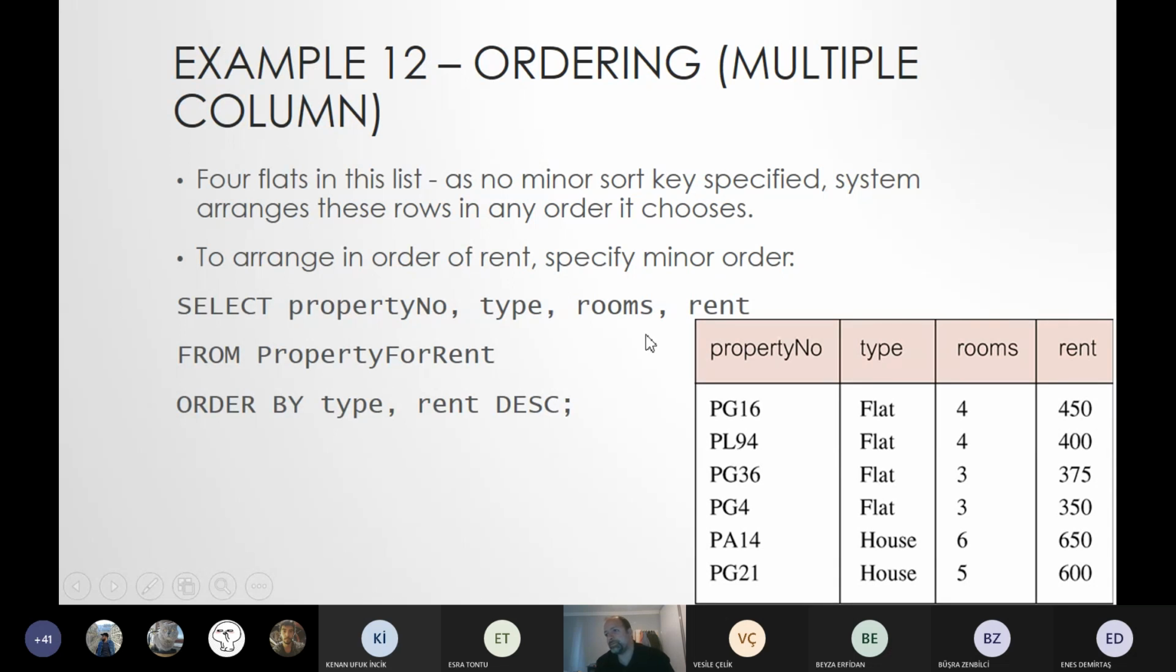So let's say, for example, I wanted to order by type and rent, but I don't want to see the type for whatever reason. That's okay. I could just say select property number, rooms, rent from property for rent, order by type and rent. Then it will just take this column and it won't show it to me. It will still have everything ordered the same. The property numbers would be in the same order, the rooms would be in the same order, the rents would all be in the same order, but it just wouldn't show me this one column. And that's okay.